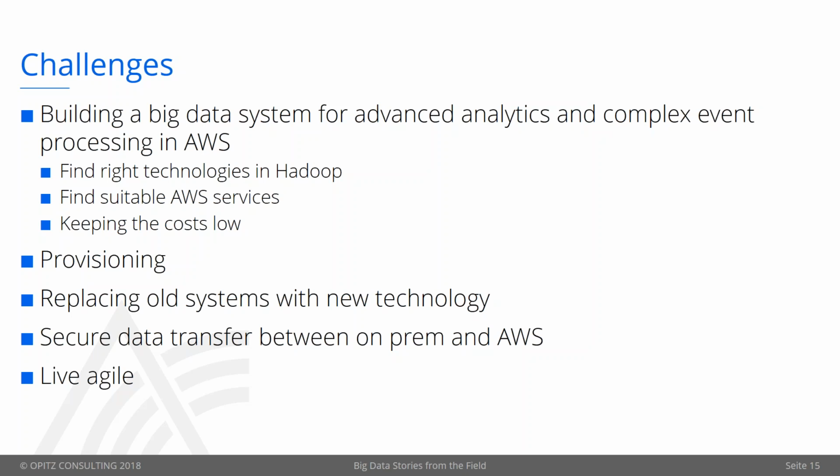Our motivations lead us to the challenges we have to master to achieve our goal. The basic task is to develop a basic system which we can use for advanced analytics in AWS. One side is to find the right technologies in the Hadoop ecosystem. On the other side, we have to find suitable AWS services. For people who are new to the cloud, the costs are a critical point. That's why we keep an eye on them and make them estimable.